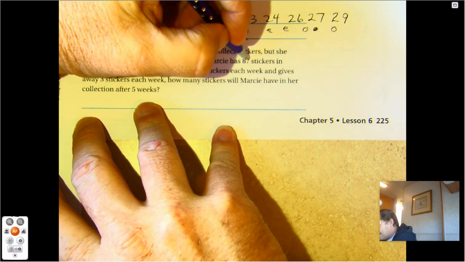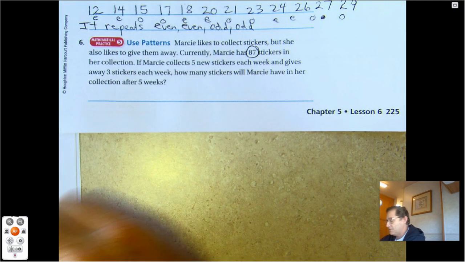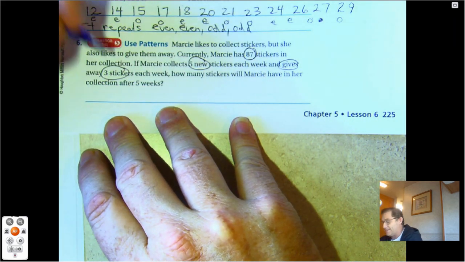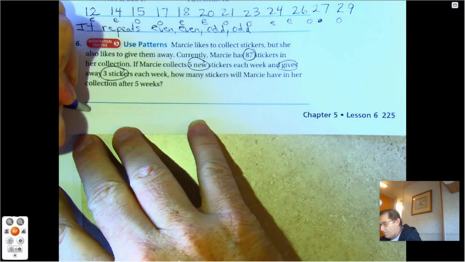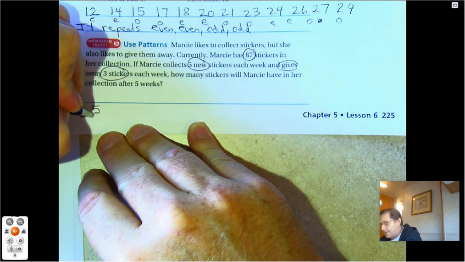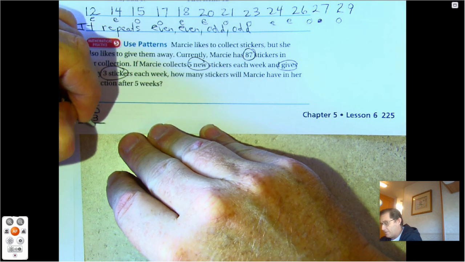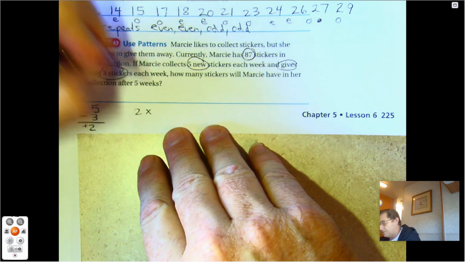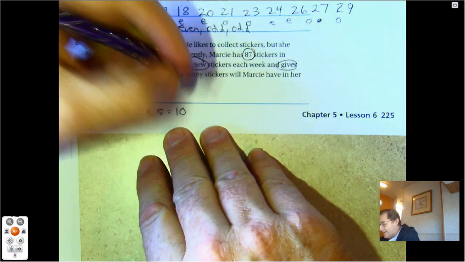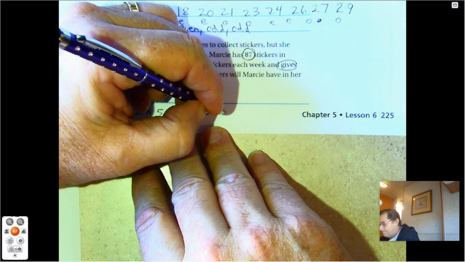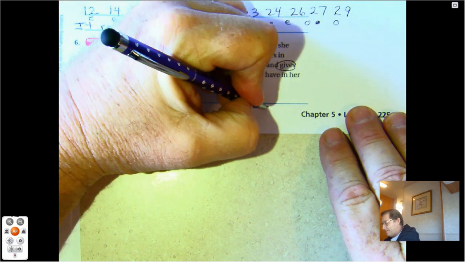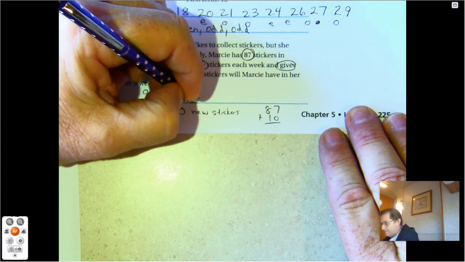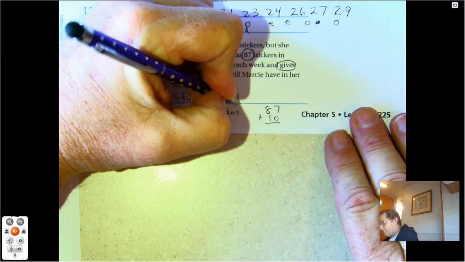Well, all right, so she has 87 stickers right now. She collects 5 new ones, but gives away 3 each week. If I get 5 new ones every week, but I give away 3, I'm actually only gaining 2 per week. So 2 times 5 would be 10 new stickers. Well, 87 plus 10. She would have 97 stickers after 5 weeks.